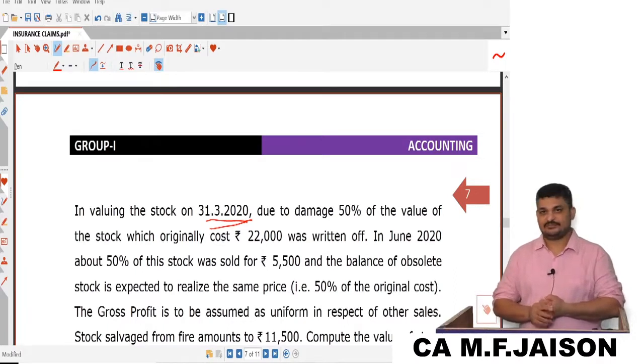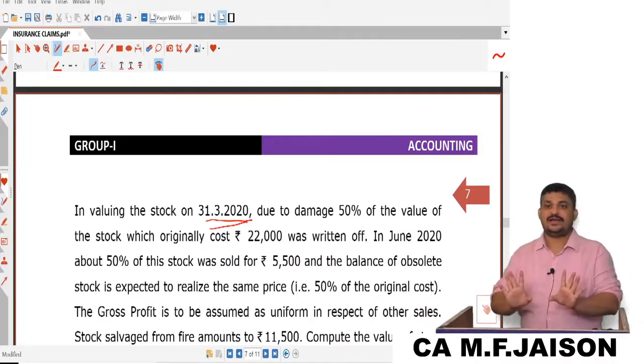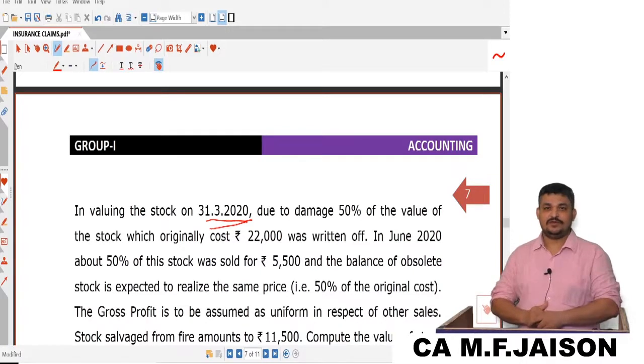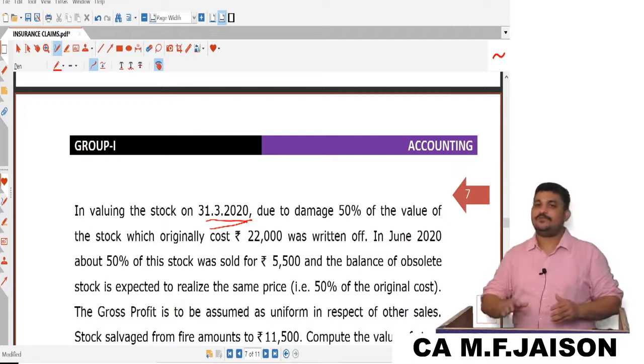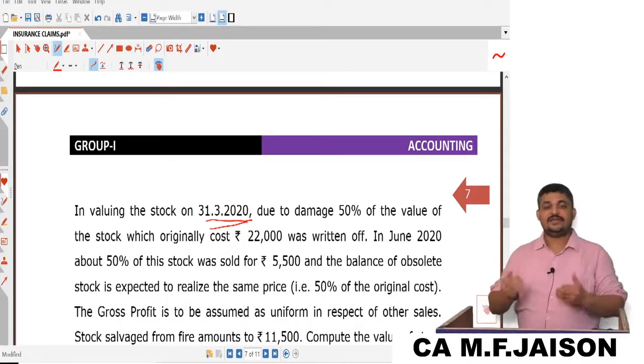I will ask this question because students used to get confused. So if this understanding is clear, then no problem. It has been given original cost 22,000. In this, because of damage, 50% was written off. So you have written off 11,000, and what you have included in closing stock is 11,000.